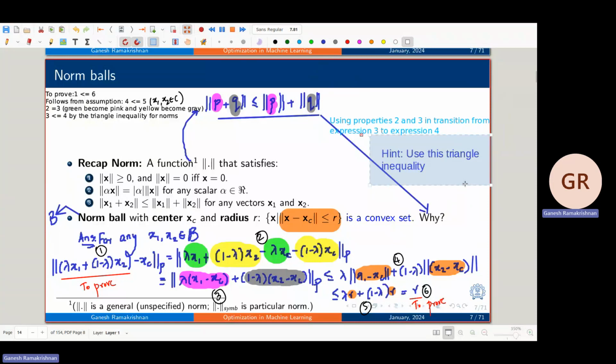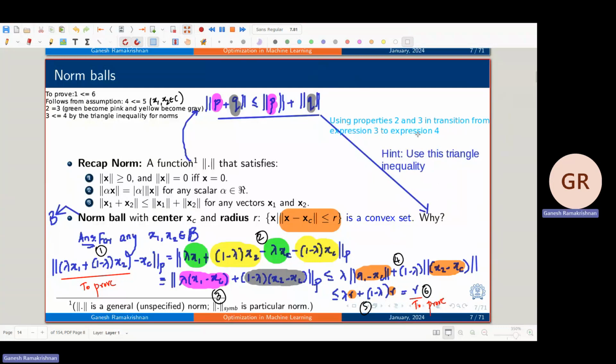Okay. After that, it's very simple. Norm of x1 minus xc, norm of x2 minus xc is less than equal to r. That's it. That's just simple. You got it? It's a very simple proof. So this is quite useful. If we can show that any function is a norm, then its norm ball is a convex set.